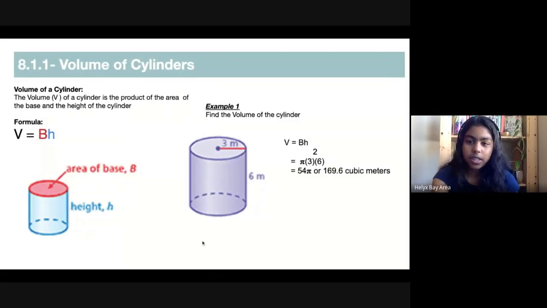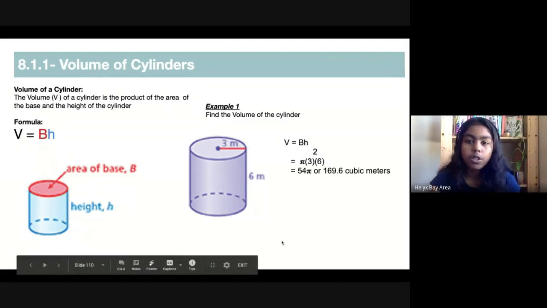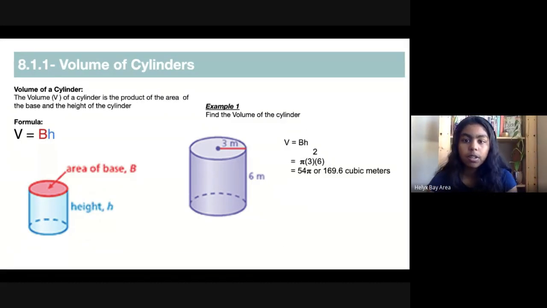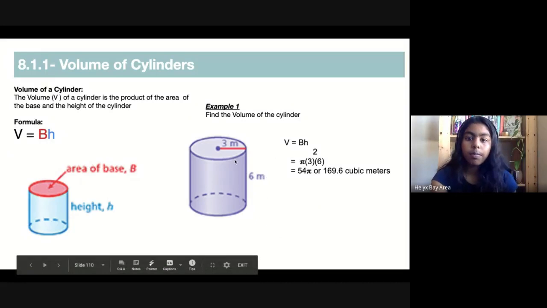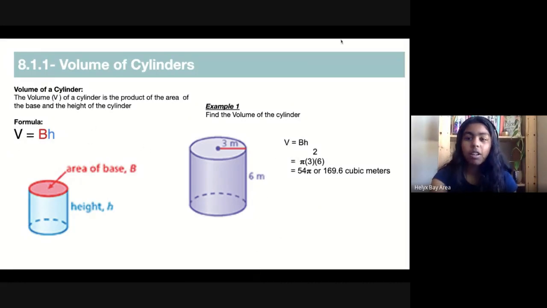So let's look at this example here as to how to solve for the volume of the cylinder. Okay. So we're going to follow the basic formula that we looked at here of big V equals big B times h, volume equals base times height. And we're going to go ahead and substitute it in.